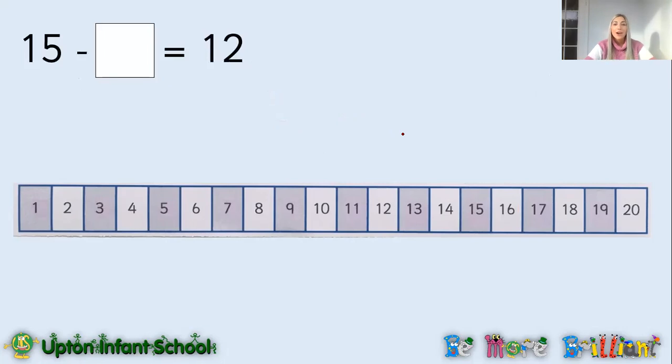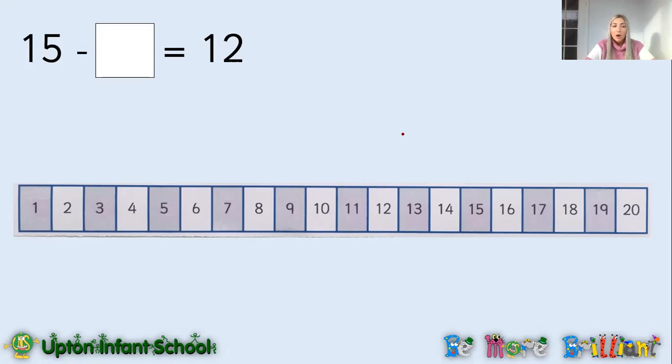Okay, and then we are going to go on to something a bit different. Now this time, instead of working out the answer, we already have the answer, but there is a missing number in the middle. So this time there were 15 cars. We don't know how many of them drove away, but we know that there are 12 left.